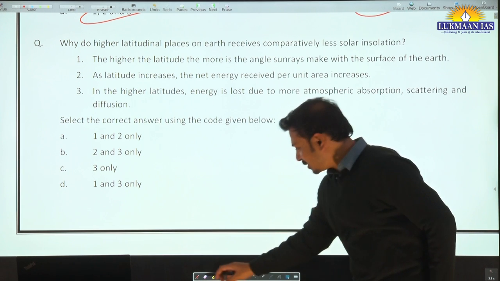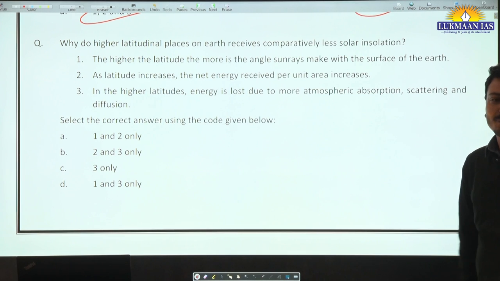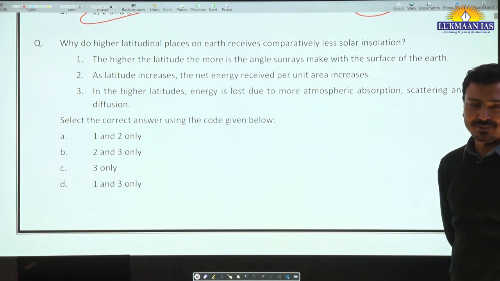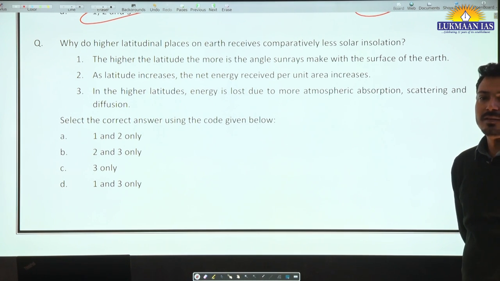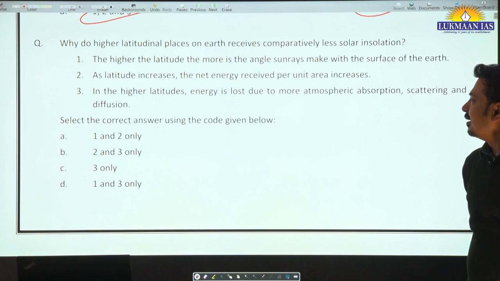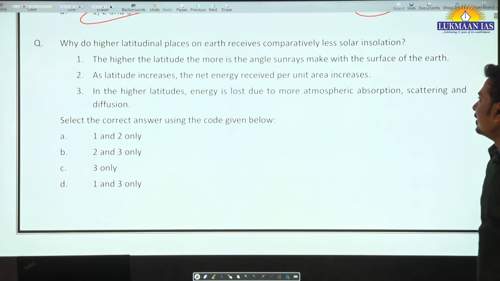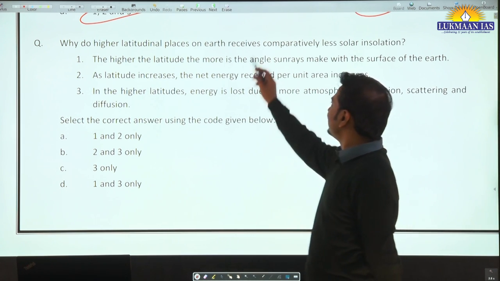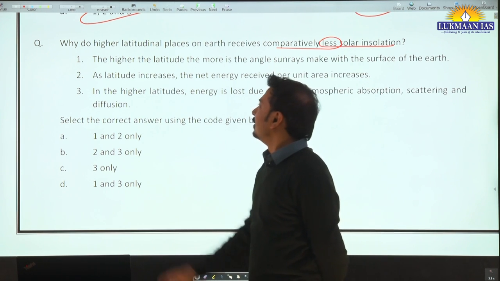सर ने स्टेटमेंट ऐसे बनाया है कि कंफ्यूज हो रहा है अभी. यूपीएससी भी ऐसे ही फ्रेमिंग करेगा स्टेटमेंट. ओके, लैटिट्यूडनल प्लेसेस ऑन द अर्थ रिसीव कंपैरेटिवली लेस सोलर इंसुलेशन. व्हाई?